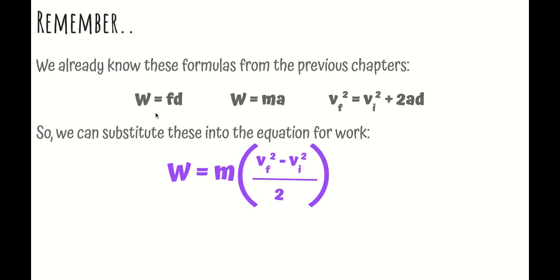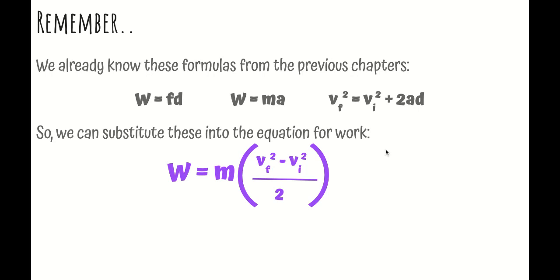So a quick reminder, we already know these formulas from previous chapters. We just talked about work. We know that work can also be mass times acceleration. This one's kind of a throwback, from our two-dimensional motion unit, so this is unit 2. But we do have the final velocity squared is equal to the initial velocity squared plus 2 times acceleration times the distance. So we can substitute those together to derive our own formulas to find an equation for work.